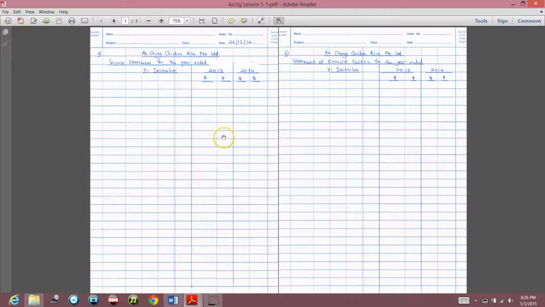Then without thinking too much, I tear another piece of paper. This is part B, Ah Chong Chicken Rice Private Limited. This will be my balance sheet. Balance sheet, the new name is Statement of Financial Position for the year ended 31st December 2013, 2014.